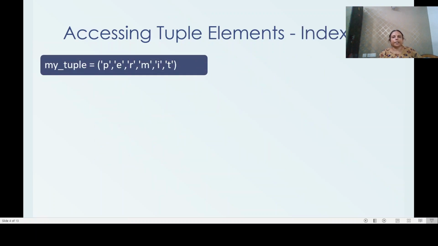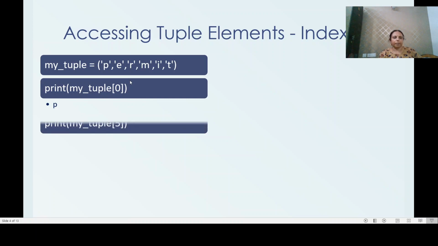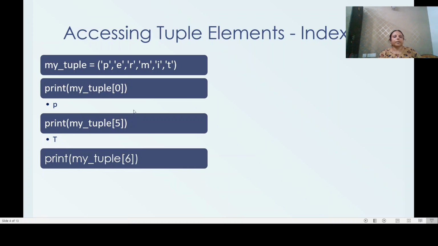So these are some more examples for indexing. I have my tuple equal to all these single characters. And I am printing my tuple of 0. It will be referring to the first character, that is P. So that will be my output. Now if I refer to my tuple of 5, it means 0, 1, 2, 3, 4, 5. So the output will be t. This will be a small t.